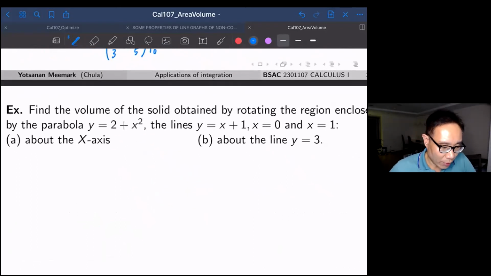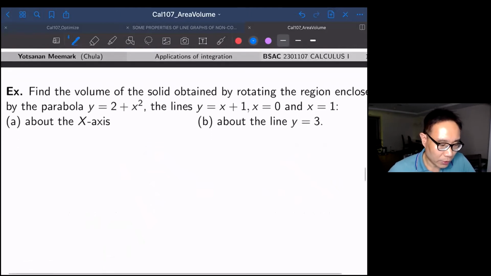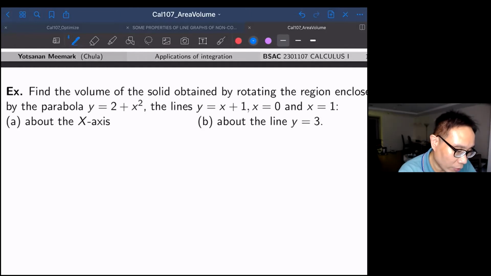The last example for this topic is, we would like to find the volume of the solid obtained by rotating the region enclosed by the parabola y equal to 2 plus x squared and the lines y equal to x plus 1, x equal to 0, x equal to 1. This one does not give you the picture, so we may have to draw the graph ourselves.